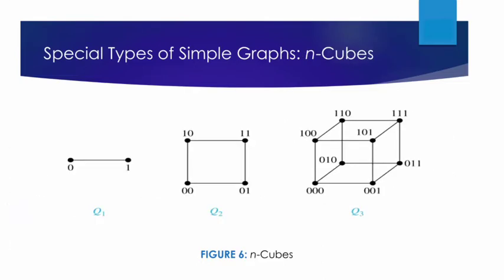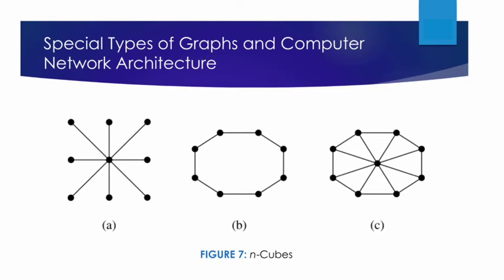Another special type of graph is called the cube. An n-dimensional hypercube, or n-cube, Q_n, is a graph with 2 to the power n vertices representing all bit strings of length n, where there is an edge between two vertices that differ in exactly 1 bit position. Finally, we can represent a local area network using a graph. A star topology or ring topology can be represented using a graph as shown in figure 7.